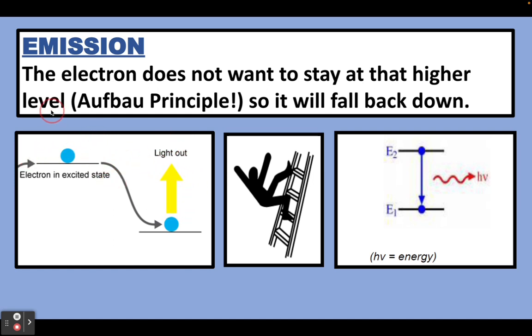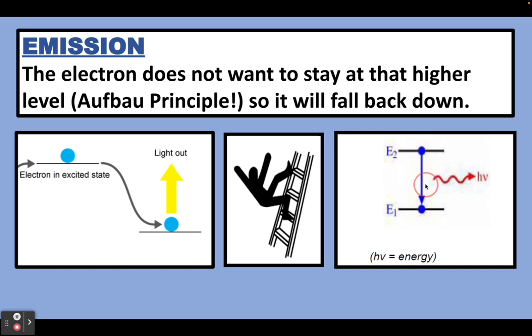And again, it's following the Aufbau principle, right? The Aufbau principle says electrons want to be in the lowest energy possible, so they're going to fall back down. Again, a person on the ladder might slip and fall, and as they fall, they're going back down towards the ground, losing gravitational potential energy. So this is analogous. Here in this picture, you've got energy level 2 and energy level 1. The electron went from its ground state, E1, up to E2, a higher energy level, because it absorbed energy.